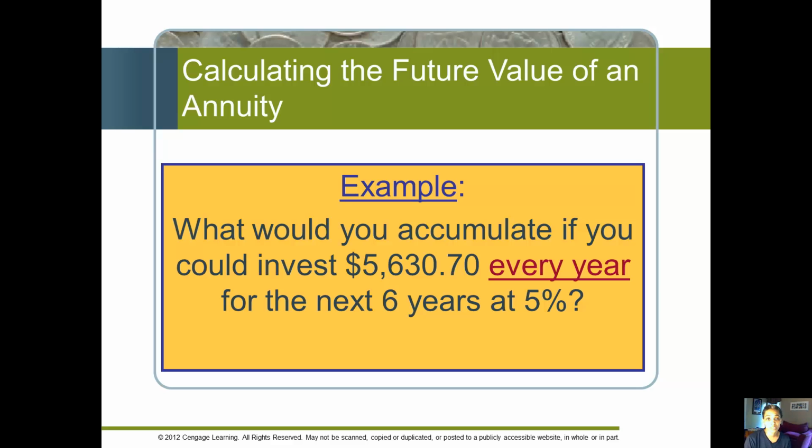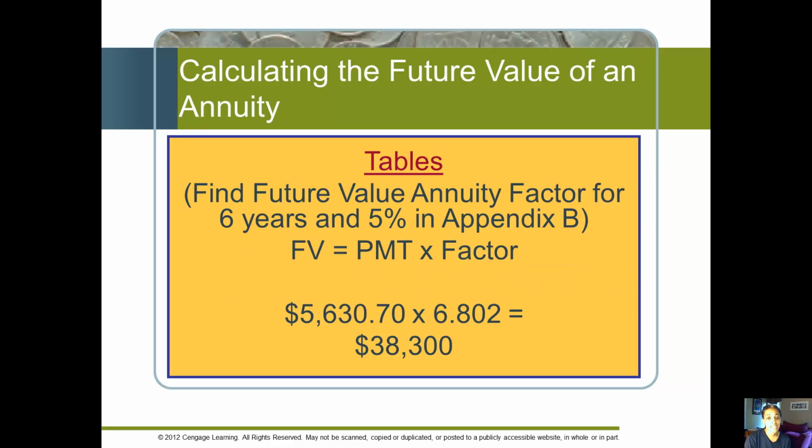So now let's switch to an annuity. What if you're investing $5,630.70 every year for 6 years at 5%? Now it's the same function, or kind of the same operation, but we need to find a different factor out of a different table.